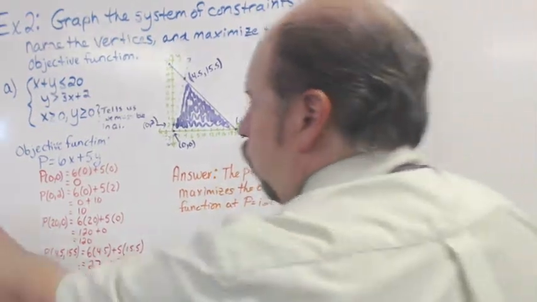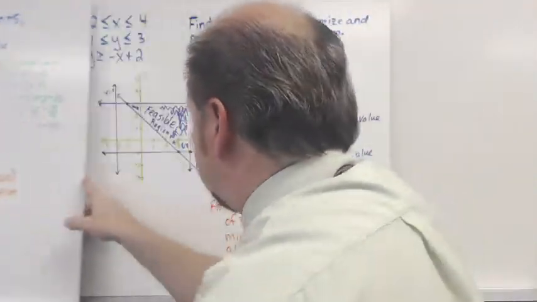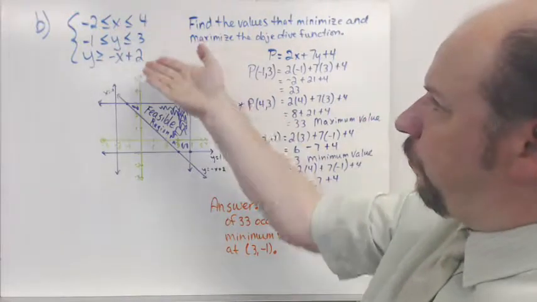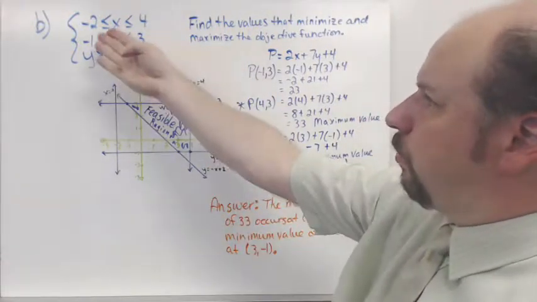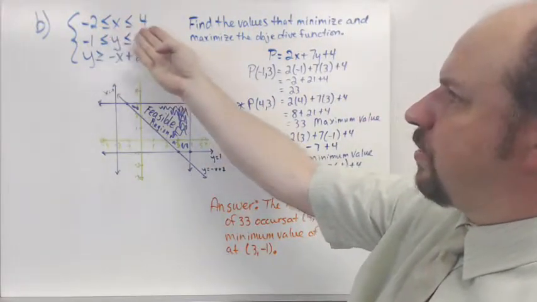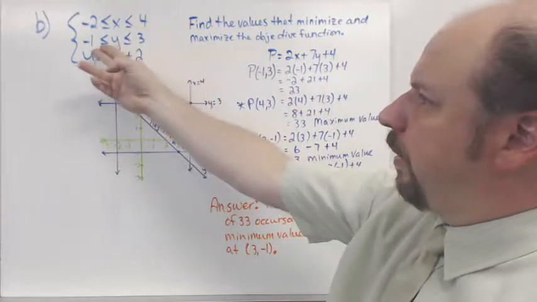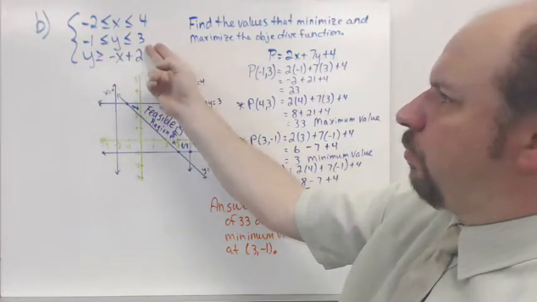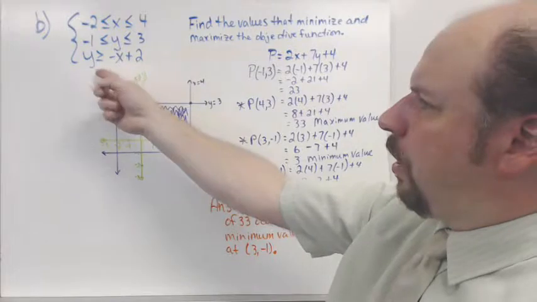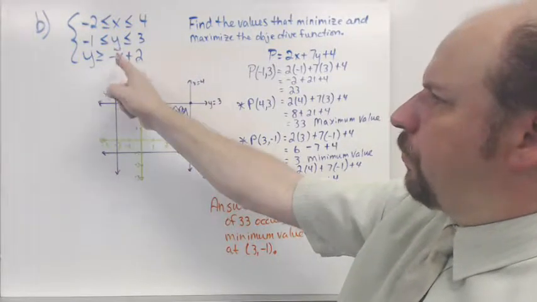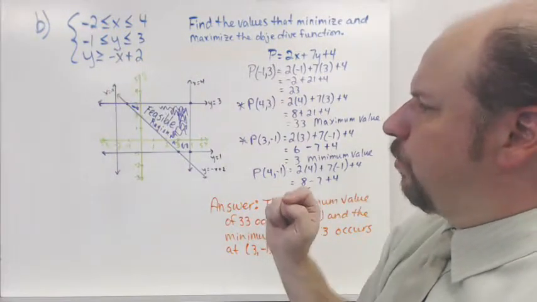Okay, we'll take a look at one last example here. We have our set of constraints here. So -2 is less than or equal to x is less than or equal to 4. -1 is less than or equal to y, which is less than or equal to 3. And y is greater than or equal to -x plus 2.